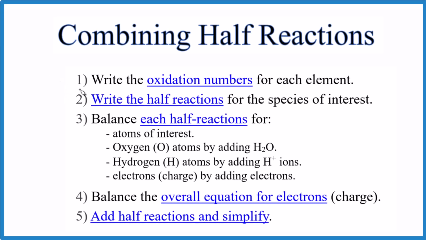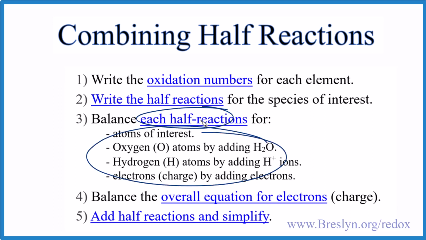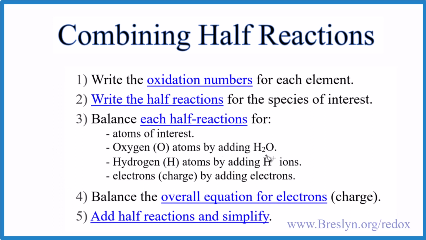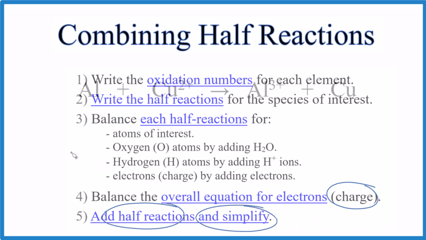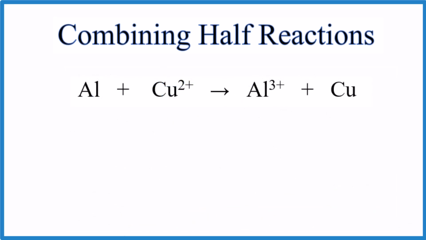It's been a long ride, but we're almost there. We've learned to assign oxidation numbers, write half reactions, and then balance each half reaction. At this point, what we need to do is balance the overall equation, the big reaction, for charge, and then we'll add the half reactions and simplify. Let's do it. Let's start with a simple redox reaction first.